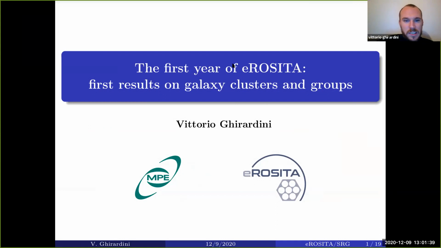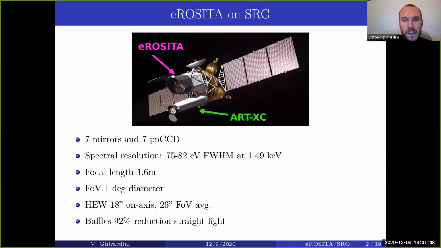And I am going to present some of the first results that eROSITA has already found on galaxy clusters and galaxy groups. As you might know, eROSITA is an X-ray telescope on board SRG, Spectrum Rontgen Gamma, which is a German-Russian spacecraft orbiting at L2. In this talk, I will not focus just on eROSITA, which is the main instrument on SRG. There is another instrument, just for you to know, on SRG, which is ART-XC, a Russian instrument there to study hard X-ray.